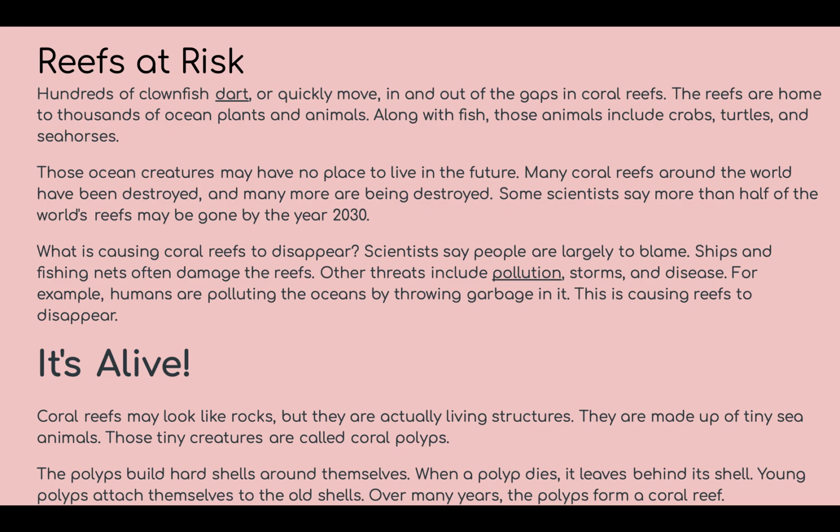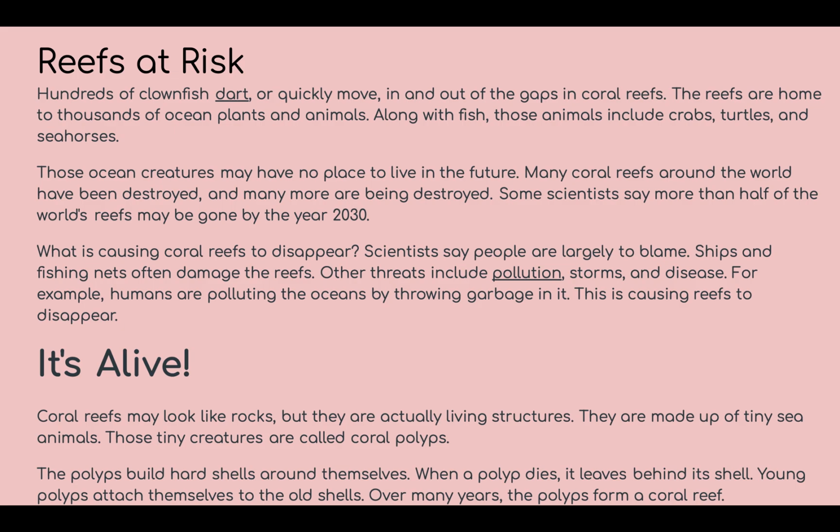Many coral reefs around the world have been destroyed, and many more are being destroyed. Some scientists say more than half of the world's reefs may be gone by the year 2030. So it's in 10 years. It's crazy. What is causing coral reefs to disappear? Scientists say people are largely to blame. Ships and fishing nets often damage the reefs. Other threats include pollution, storms, and disease. For example, humans are polluting the oceans by throwing garbage in it. This is causing reefs to disappear.